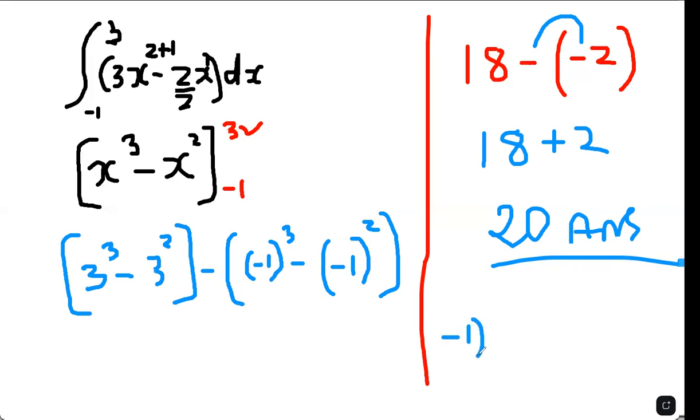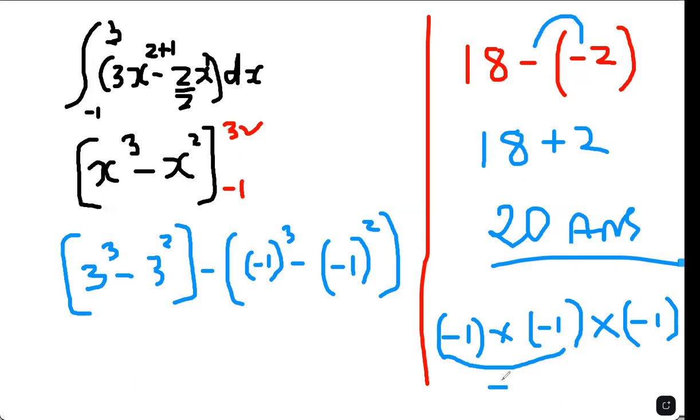Now, -1 times -1 times -1 for the third time. What are we getting? This is what we are trying to explain. -1 times -1 will give us a +1. So now when you have this +1 multiplying with a -1, we will say negative times positive times negative. The answer is negative.